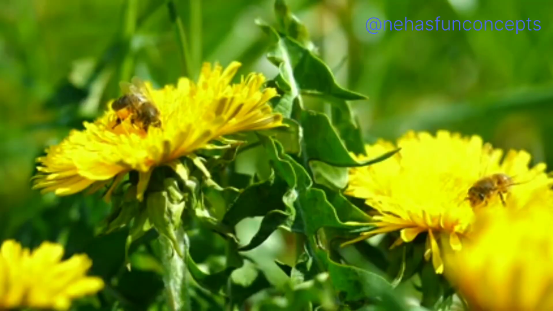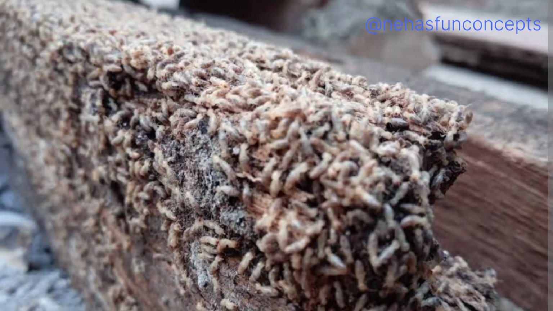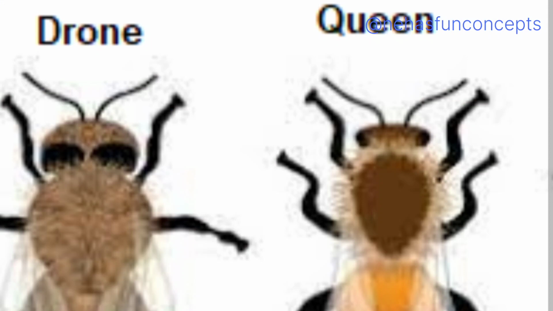Bees, ants, and termites that live in well-organized colonies are social insects. Honeybee is also a social insect. There are 3 types of bees in a colony of bees. Number 1, there is only one queen bee in a hive. Number 2, the male bees are called drones. They are hundreds in number.